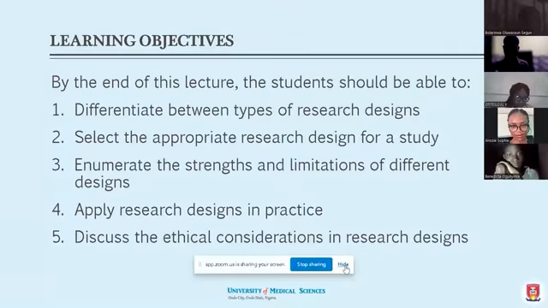Then you should be able to apply research designs in practice. We'll just see few research topics in this area. Then we'll just brainstorm on which type of design should be applicable. We'll also talk about ethical consideration in research design.